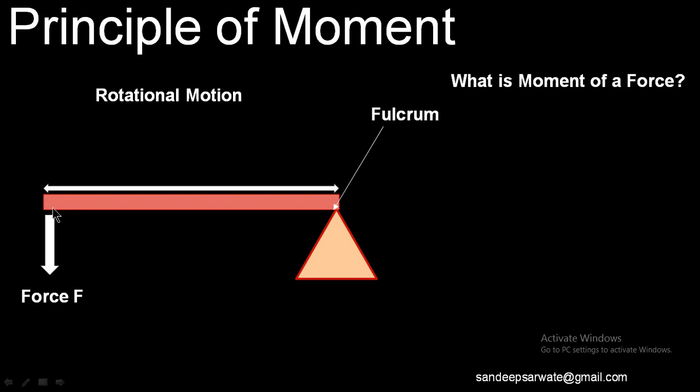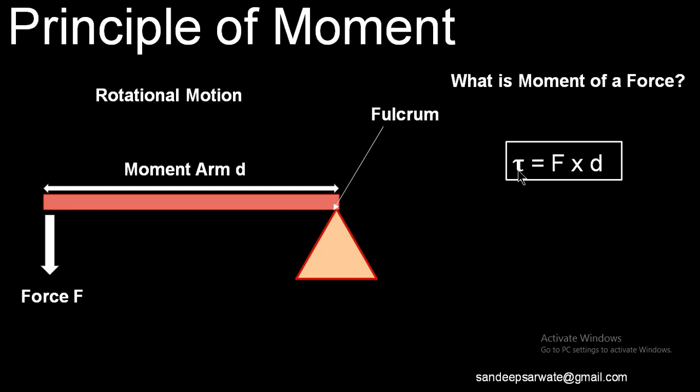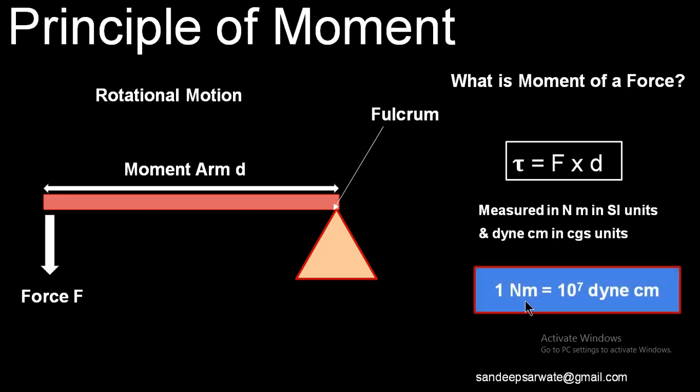The distance that we have between the force and this fulcrum is called the moment arm D. So the moment of the force is defined as tau, which is the multiplication of force and the moment arm. In SI units we measure it in Newton meter, and in CGS units it is measured in dyne centimeter. The relation between Newton meter and dyne centimeter is 1 Newton meter is equal to 10 to the power 7 dyne centimeter. So the moment of a force is defined as the rotational or the turning effect produced by the applied force on a body which is fixed at its fulcrum.